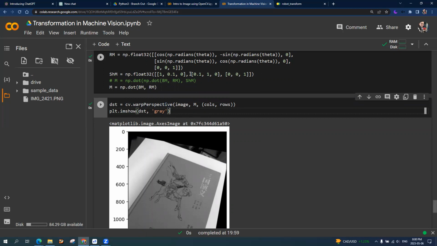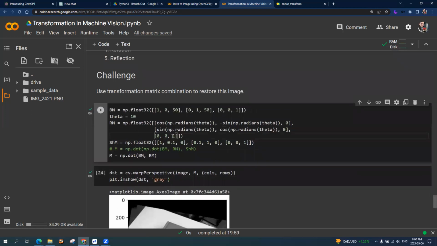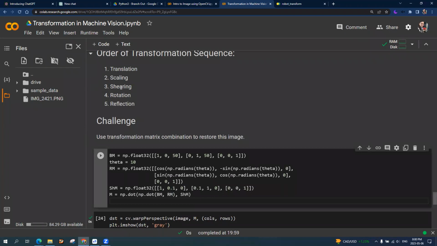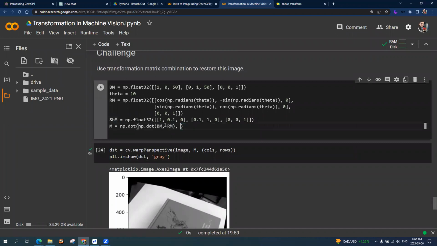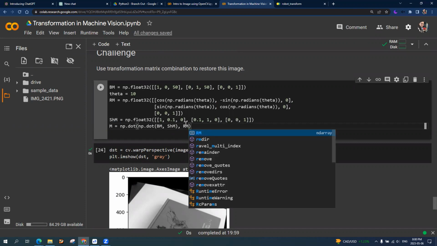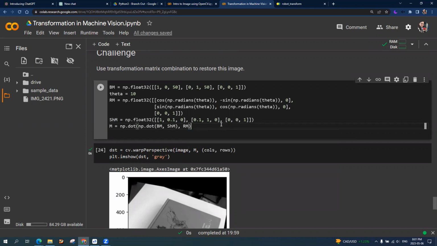So now my challenge to you is that at the end of this notebook, I gave you 3 matrices, right? I think these 3 combined together should do it. And I even give you the correct order. So this is the correct order. Okay, so you do the translation first and then, oh, sorry, no. So we should do translation first and then shearing and then rotation. So we should do this. And then RM at the end. So we should do it in this order.